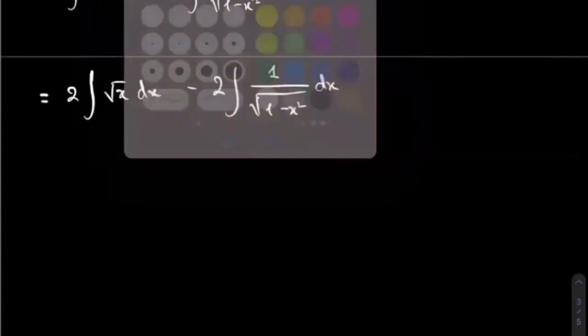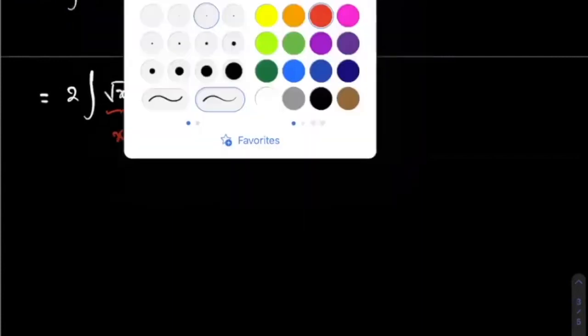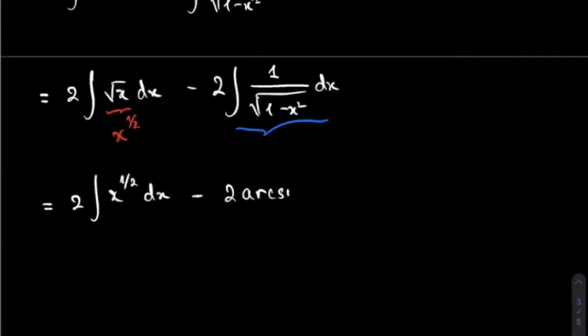For the first integral, I would like to change square root of x into a power function. So square root of x becomes x to the 1/2. And for the second integral, what is the integral of 1 over square root of 1 minus x squared going to be? Right, so the first integral can be written as 2 times the integral of x to the 1/2. I'm going to evaluate that a little bit later. But the second one is 2 times arcsine of x.